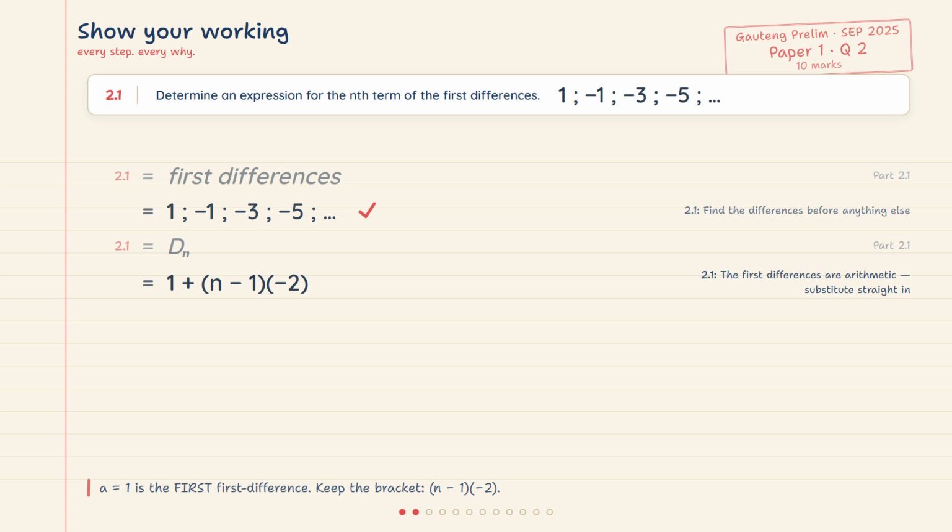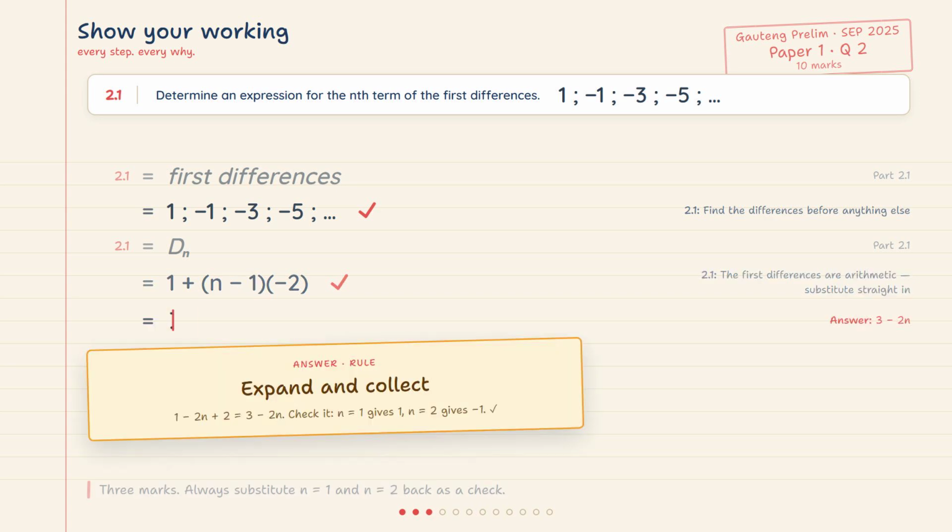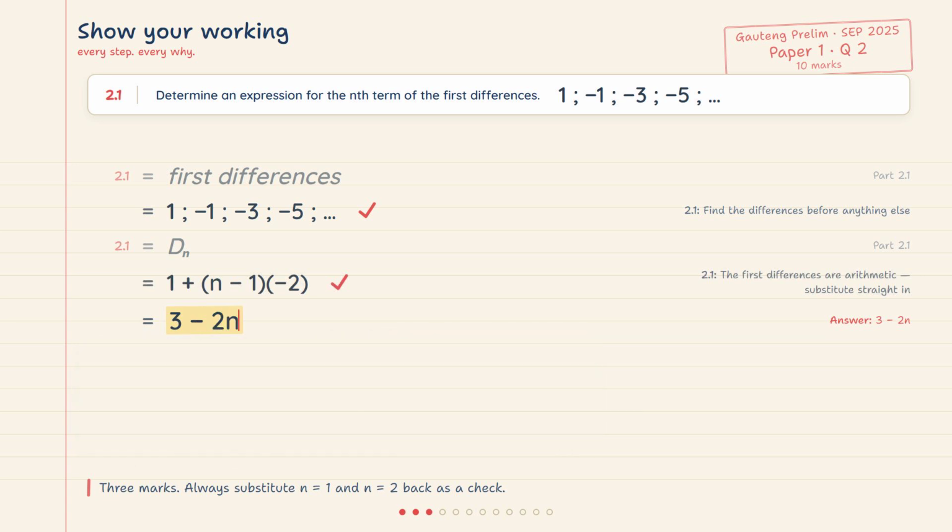difference is minus 2. In it goes, and keep the bracket around the minus 2 until after you expand. Minus 2 times n is minus 2n, and minus 2 times minus 1 is plus 2. So 1 plus 2 minus 2n, which is 3 minus 2n.